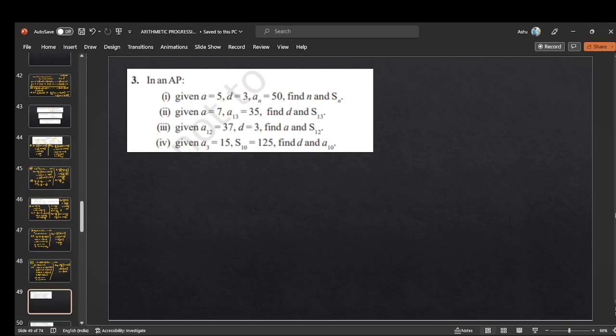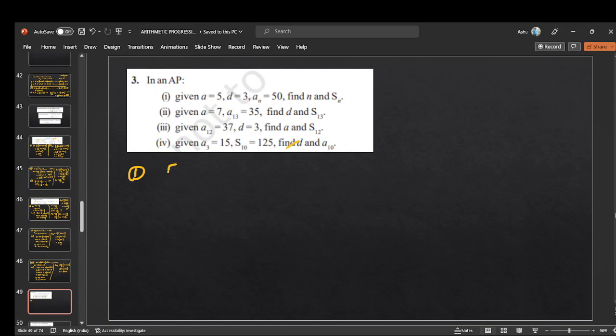Here a is 5, d is 3, a_n is 50 is given. Then now find the n and Sn. Clear? Sum of n terms. Then this is the first, a is given, d is given. How can I solve it? And nth term is given.